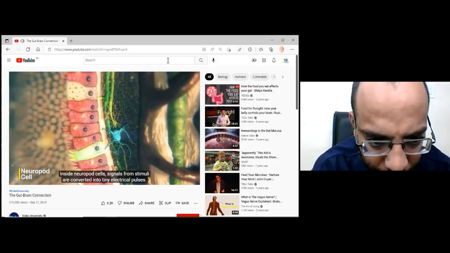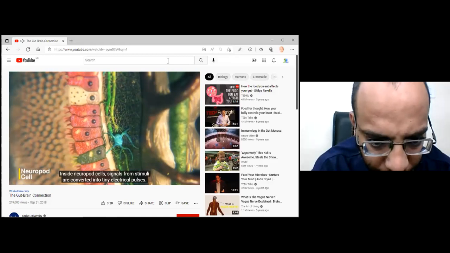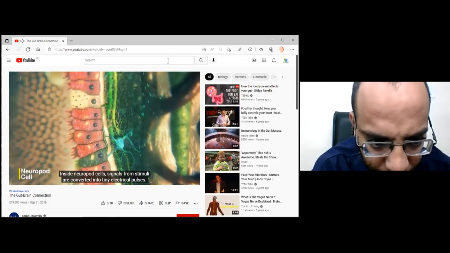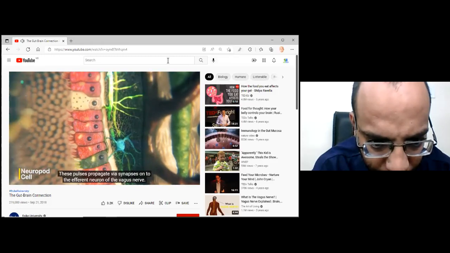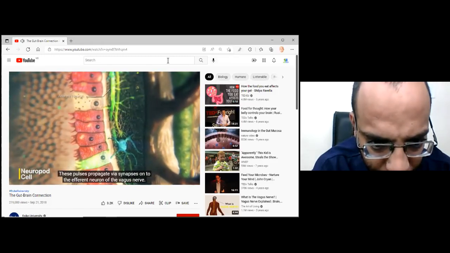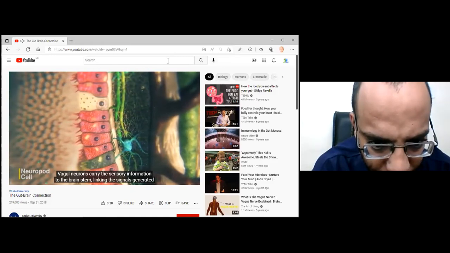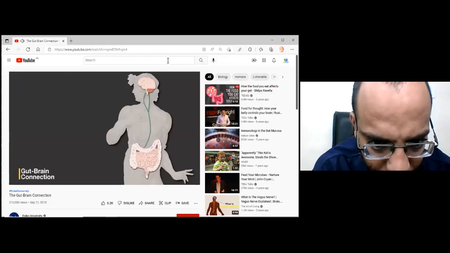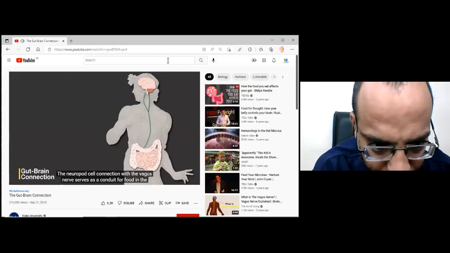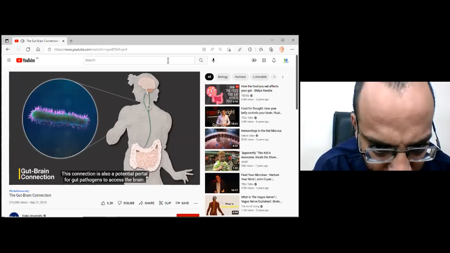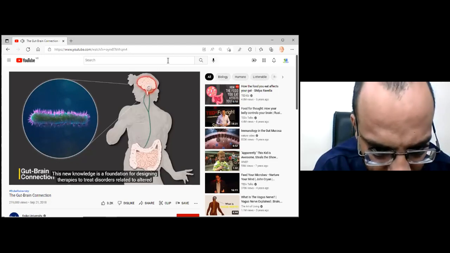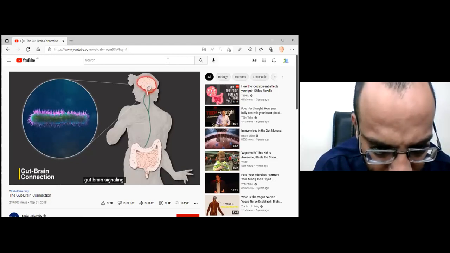Inside neuropod cells, signals from stimuli are converted into tiny electrical pulses. These pulses propagate via synapses onto the afferent neuron of the vagus nerve. Vagal neurons carry the sensory information to the brainstem, linking the signals generated inside the small intestine to the brain. The neuropod cell connection with the vagus nerve serves as a conduit for food in the gut to influence brain function within seconds. This connection is also a potential portal for gut pathogens to access the brain. This new knowledge is a foundation for designing therapies to treat disorders related to altered gut-brain signaling.